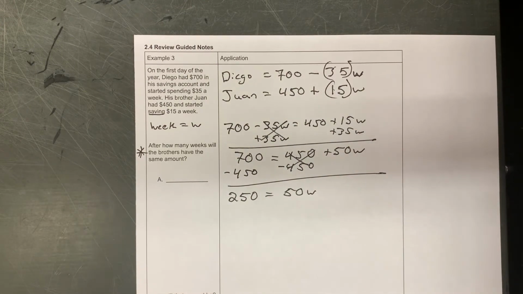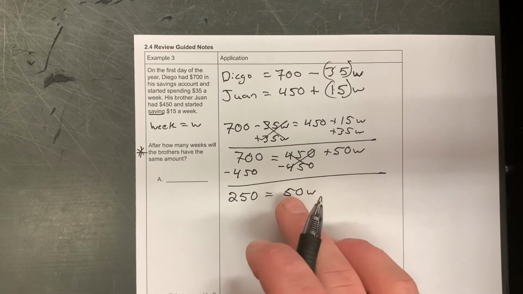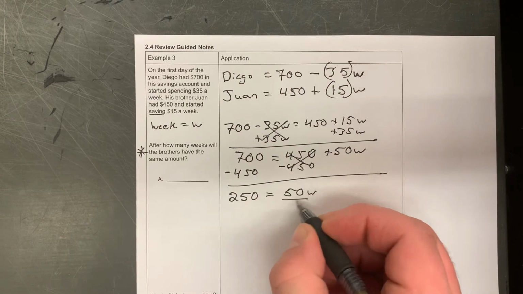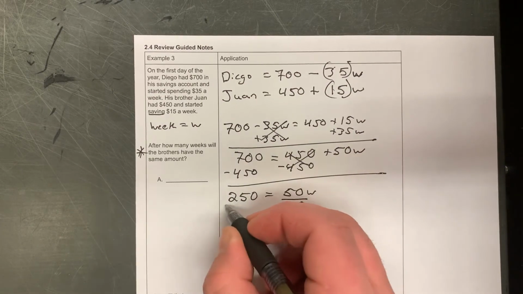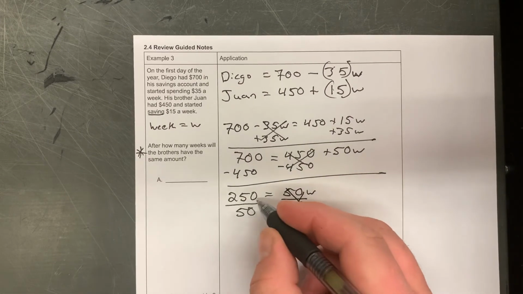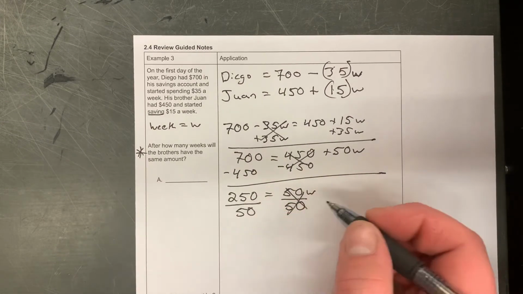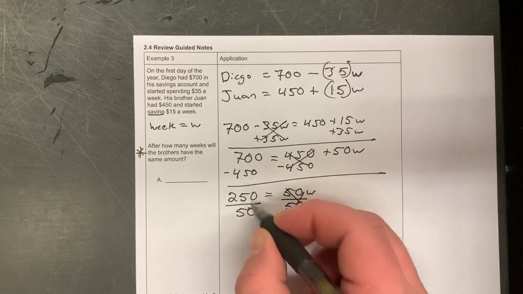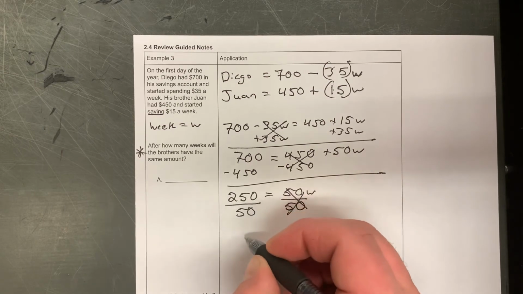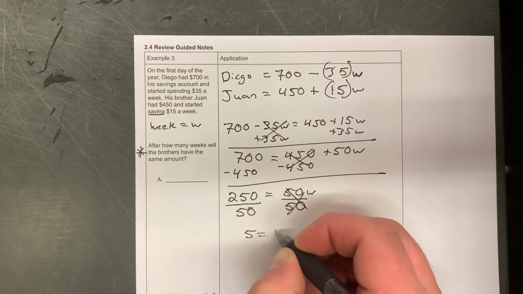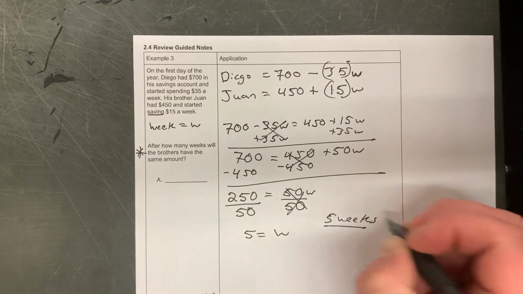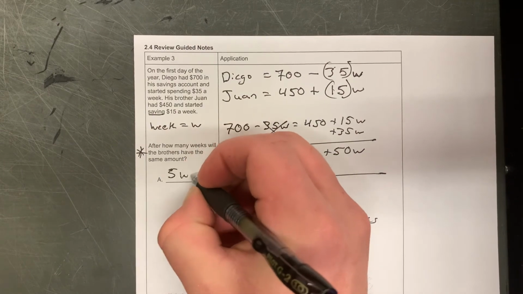Now I need to get rid of my 50 next to the W. So instead of having multiplication, I need to do the opposite, which is division. So I'm going to divide by 50. If I divide by 50 there, I need to divide by 50 on this side. These cancel out. 25 divided by 5 I know gives me 5. So I have 2 zeros at the end, so I know that 50 times 5 would give me 250. So 250 divided by 50 would give me 5 equals W. Or 5 weeks, which you need to write in the answer spot on the side column.